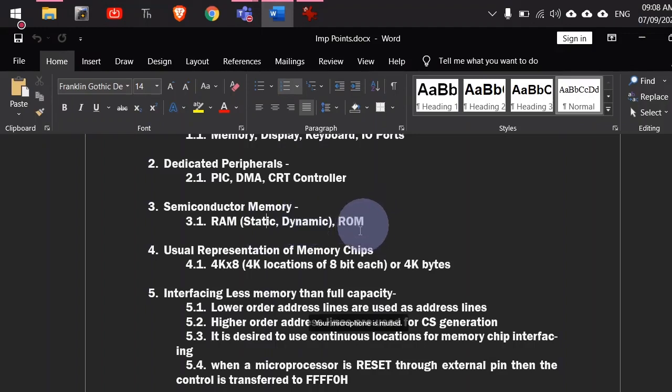Then there is ROM. ROM are of various types. If you talk about hardware, then we will be mainly dealing with EPROM, electronically programmable ROM, right? There could be various types, EPROM, then electronically erasable and programmable ROM, which is called EEPROM.